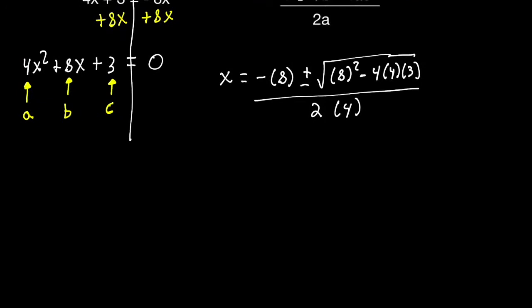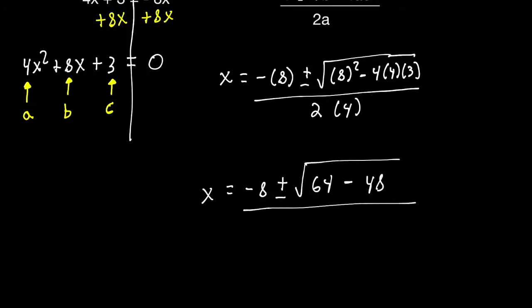Beginning with the simplification, we get x equal to negative 8 plus or minus the square root. And then 8 raised to the second power. That's going to be 64. And then we're going to subtract 4 times 4 times 3. So 4 times 4 is 16. And then 16 times 3 is going to give me 48. Okay, that's going to be all over 2 times 4, which is 8.